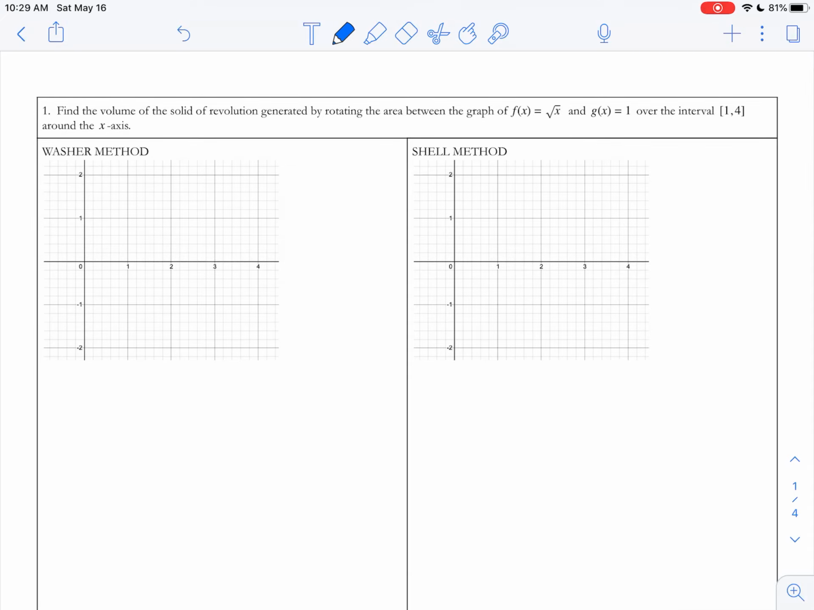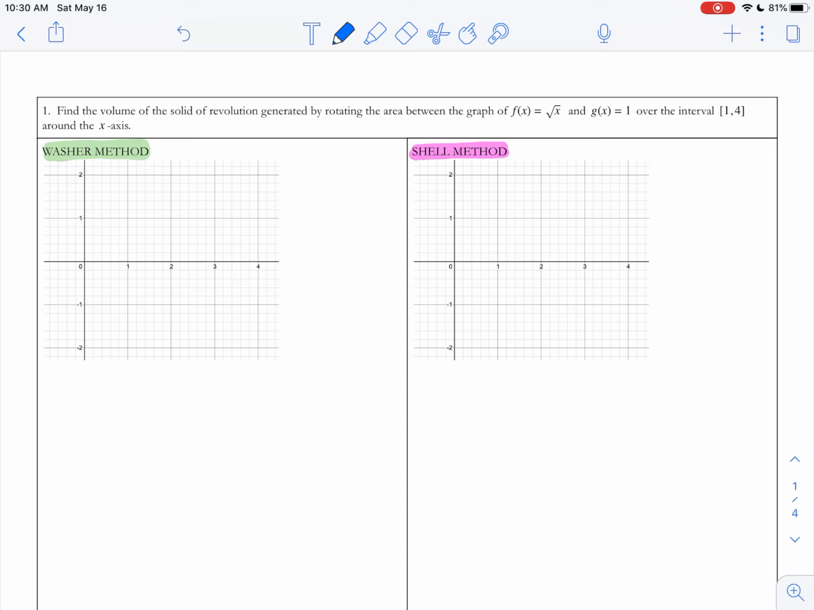As you can see, we're going to be looking at one problem, but we're going to solve it 2 different ways. The first way that we're going to solve this problem is using washer method, a method that we know. And then we are going to solve this using shell method. So that's a newer method for us, but I want us to see that we could, in some cases, use either method and still get to the same answer. All right, so let's take a look at question number 1.